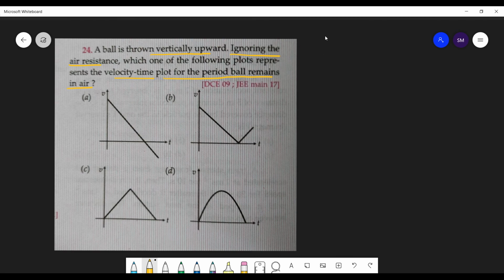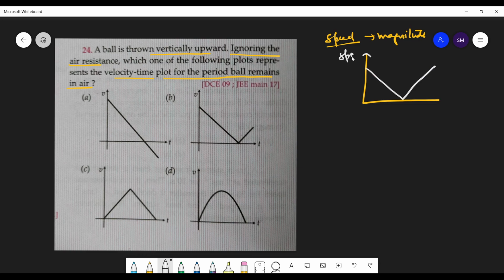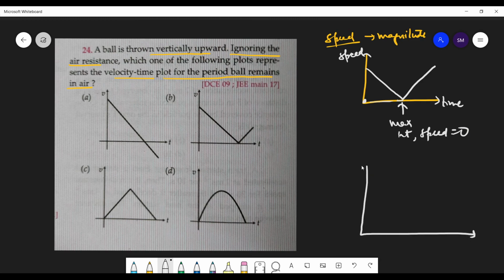See, in the last question there was speed. So speed has only magnitude. So the graph was like this, because I had speed and time. So at maximum height, speed was 0. But here I don't have speed. Here I have velocity.